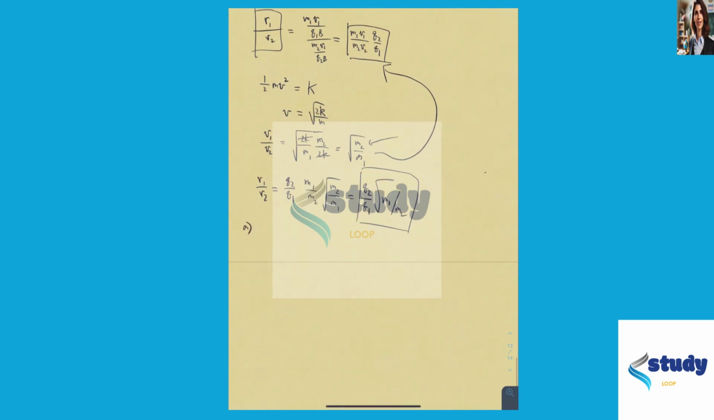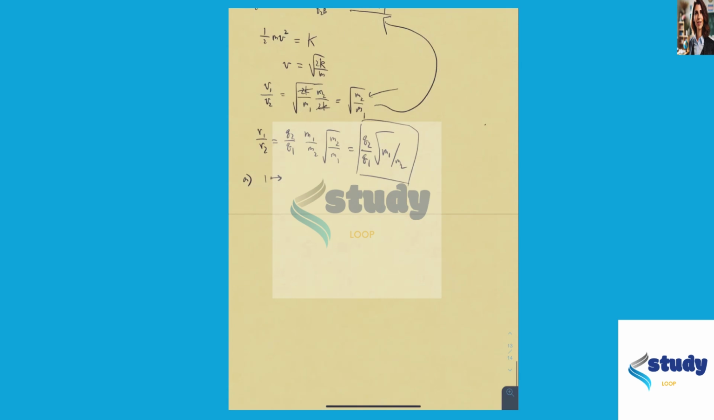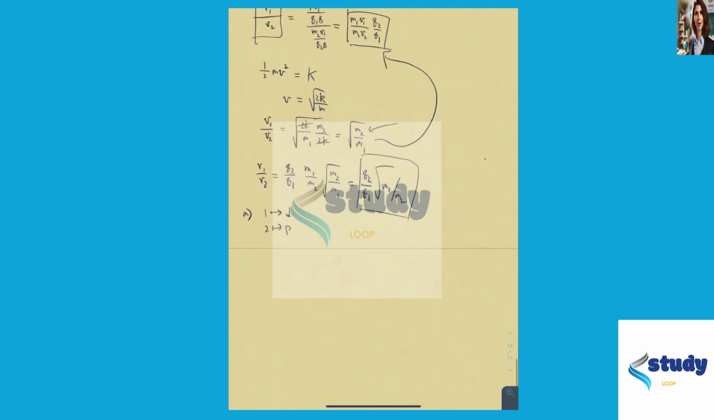So for part A, let's say that the first particle is the deuteron, and the second particle is the proton. We're going to calculate the ratio of the radii of the paths, not the radius of the particle itself, but the radius of the path on which the particle is traveling. So R1 over R2 is going to be RD over RP, which is given by the ratio of their charges, Q2 is QP, Q1 is QD, multiplied by the square root of the first mass, the mass of the deuteron, divided by the mass of the proton.